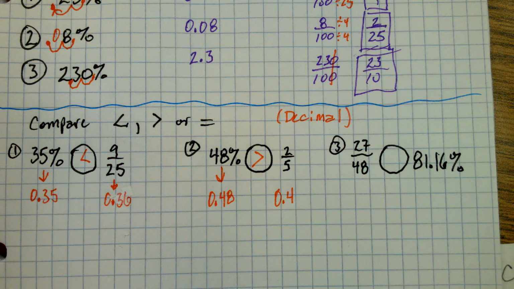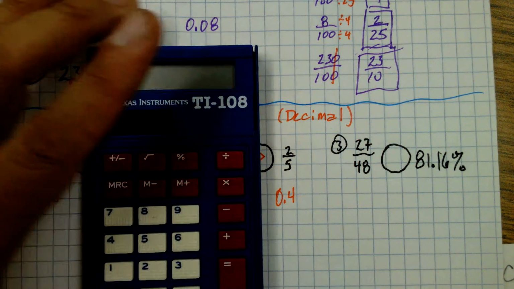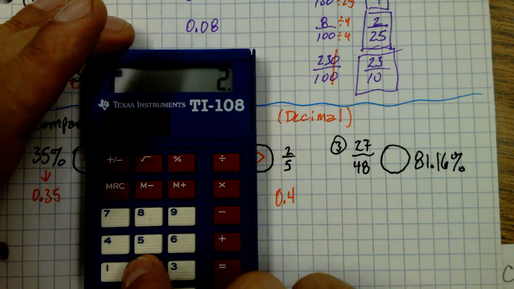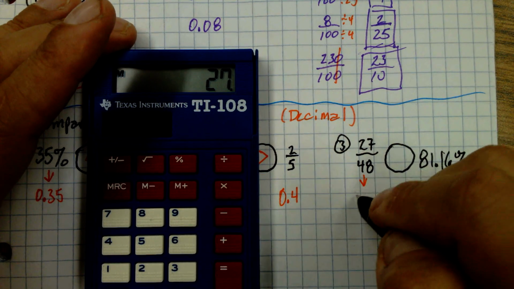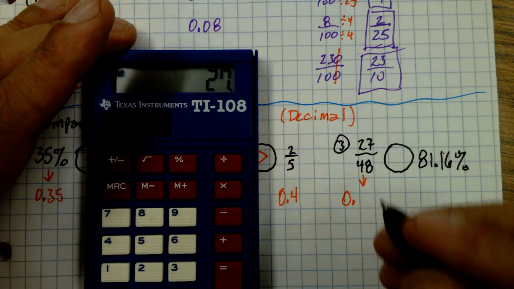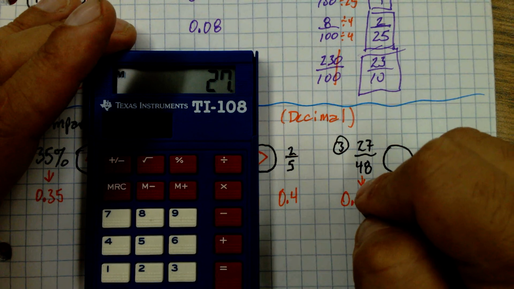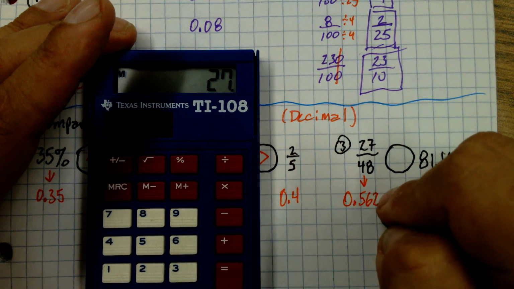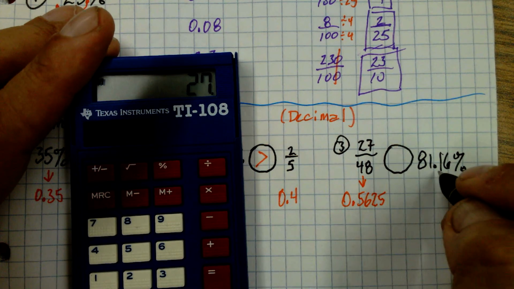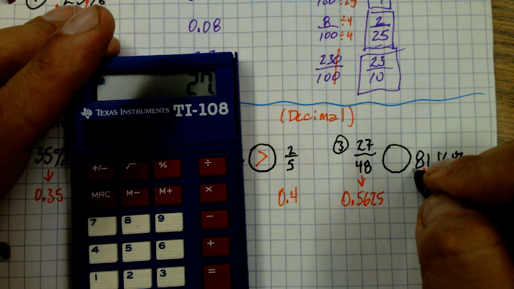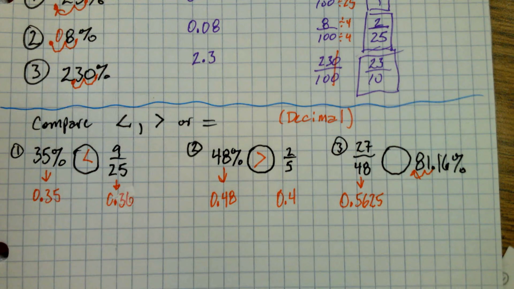All right, let's do this last one, 27/48. I don't know about you, but I think the calculator would be easier on this one. What do you think? What did you say? 0.5625. All right. Yeah.